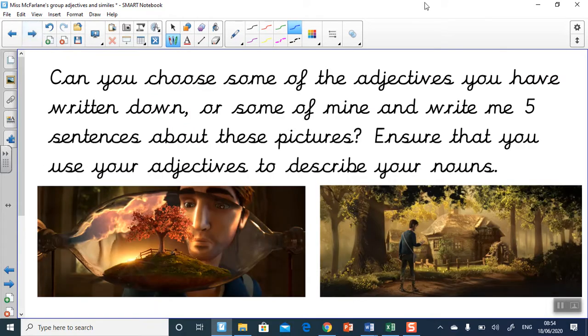And what I would like you to do now then is choose some of the adjectives that you have written down, or if you prefer my adjectives, you can choose some of my adjectives, and I would like you to write me 5 sentences about these pictures. So I don't mean 5 sentences about this picture and 5 sentences about this picture. I mean 5 sentences about both pictures. So you might do 3 about this picture and 2 about this picture, or the other way around. Okay? And I would like you to ensure that you are using your adjectives to describe your nouns, okay? So remember, a noun is a person, place, or a thing, and your adjective describes your noun.